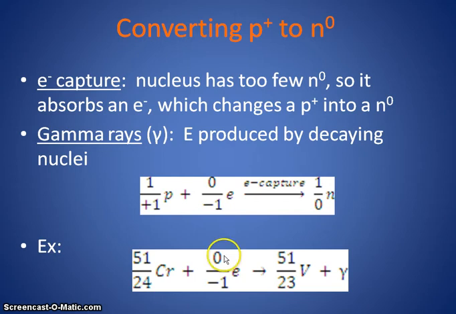And this is your general equation for that. And then the example here, starting with atomic number of 24, capturing that electron, and then being able to release that gamma ray and convert the proton into a neutron. So you would go down to the atomic number of 23.